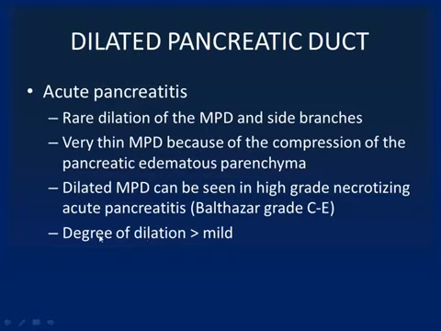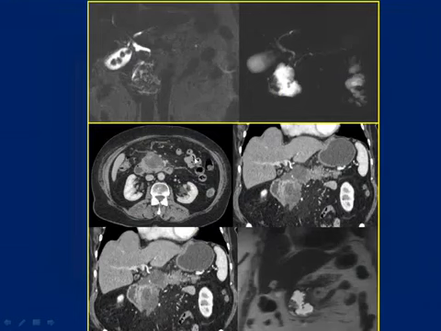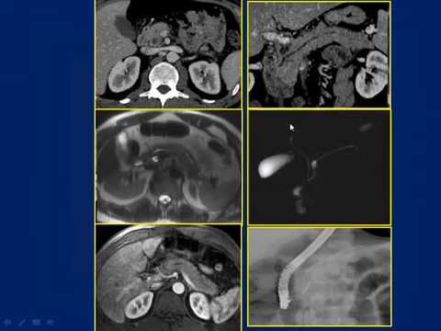Anyway, the degree of dilation will be mild, like in this example of extensive acute necrotizing pancreatitis of the head of the pancreas, where we see mild dilation of the main pancreatic duct and side branches, which is well demonstrated on this MR cholangiopancreatography.